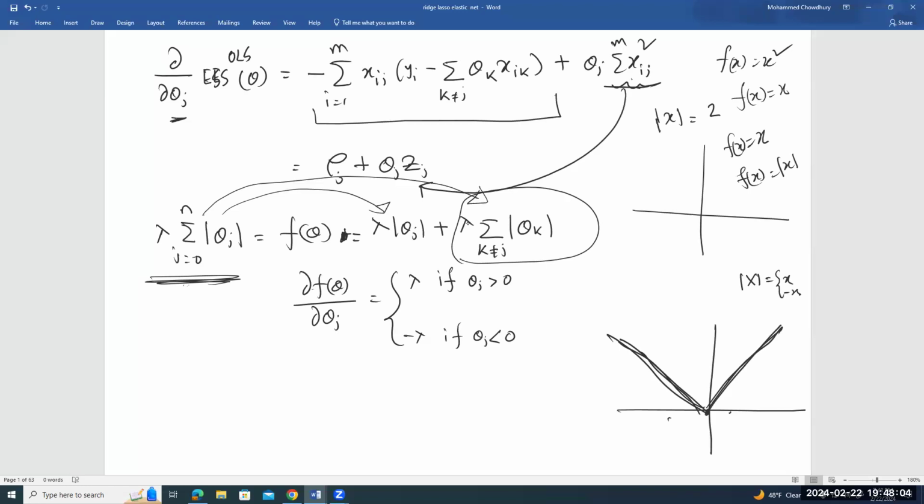And if theta equal to 0, then it will be any differentiation value within the closed interval like this. That has a condition, that has a name, that is called the sub-differential. Like if you have a problem, theta is equal to 0, why it is negative lambda to positive lambda, write this down. Sub-differential. Because it could not take just only one value. Someone said that, well, as theta equal to 0, the entire derivative equal to 0. No, it could be any number between negative lambda and positive lambda.